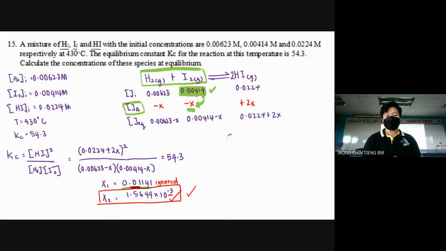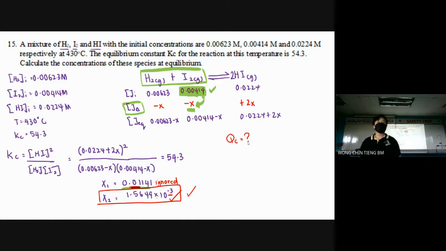I want you to calculate the QC. And I want to know right now the system, the value yang dia bagi sebab dia dah bagi initial tu, adalah at equilibrium or not. If it's not at equilibrium, it will shift to the left or the right. I want QC by using the initial value. Please.